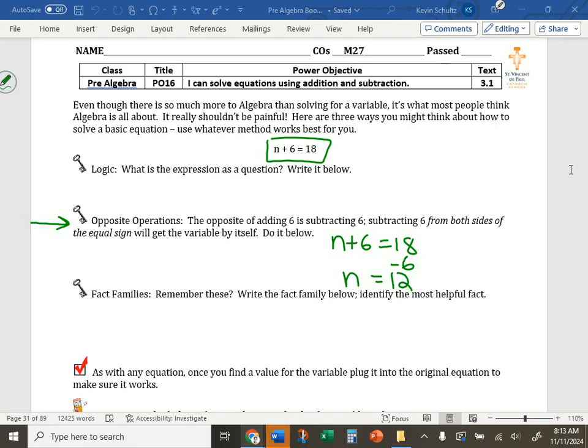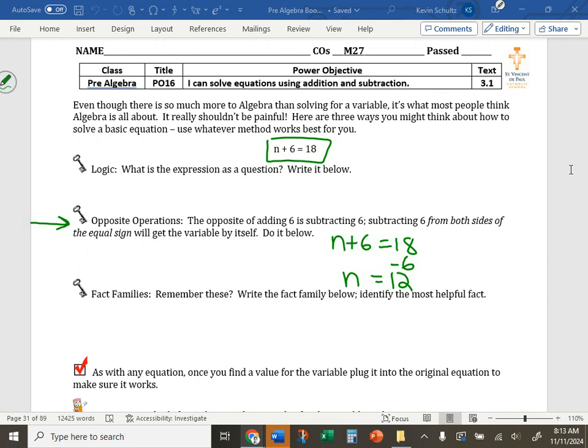Connor. Because 12 plus 6 equals 18. Okay, so you can check it, just like CO15. If n is 12, does this work? 12 plus 6 equals 18. Yes, it does. But why subtract 6? Well, we could have tried last year. I should have. Correct. Okay.